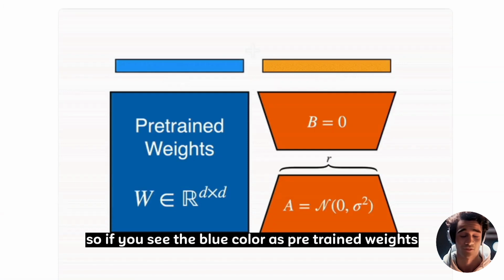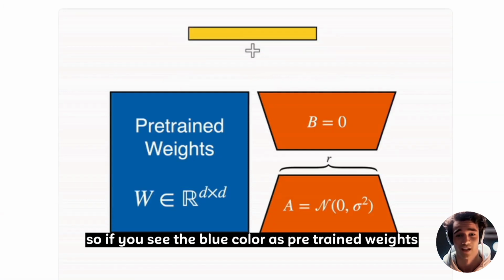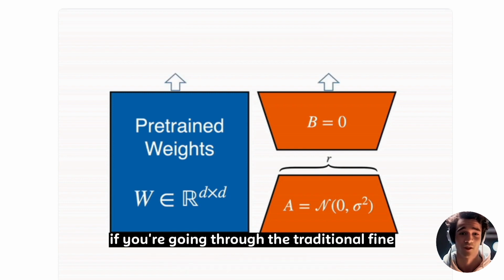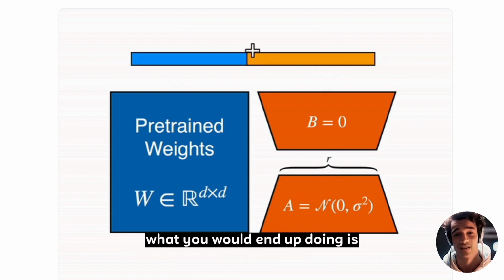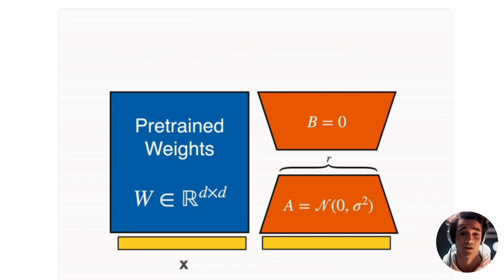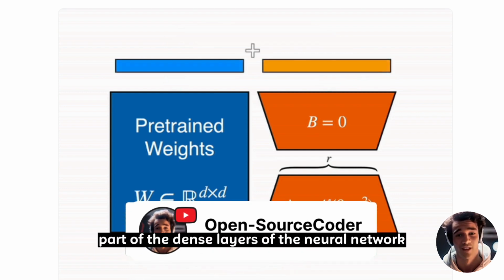LoRa is. So if you see the blue color as the pre-trained weights of a large language model, if you're going through the traditional fine-tuning method, what you would end up doing is fine-tuning the entire set of weights, like all the parts of the dense layers of the neural network.